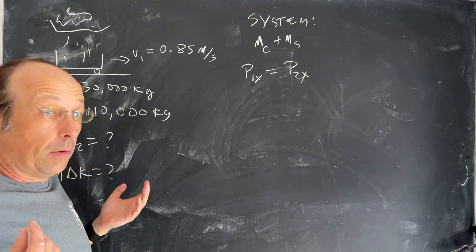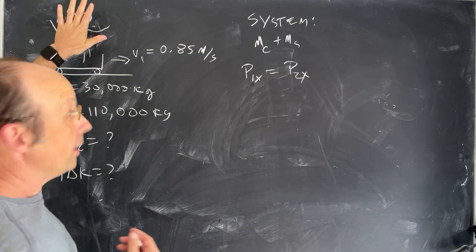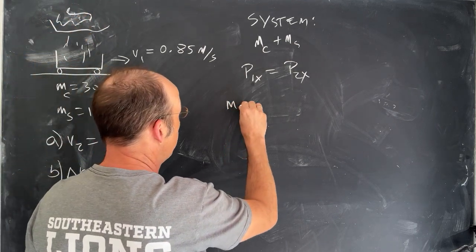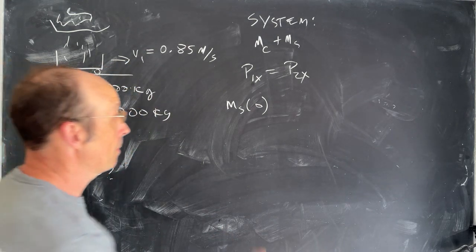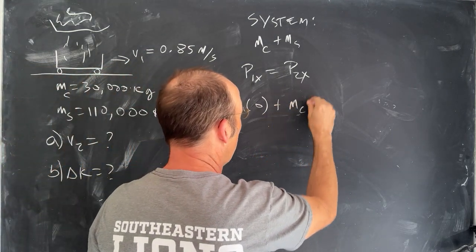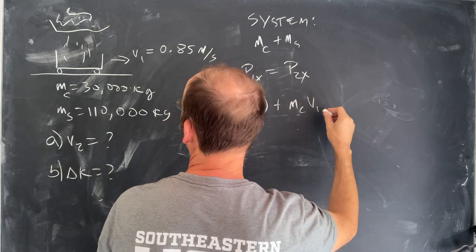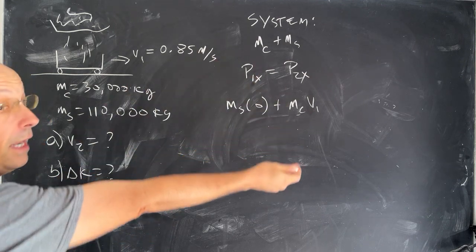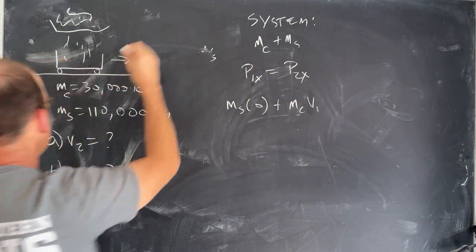Well, let's just write down what we know, right? I know the initial velocity of the car. I know the initial x velocity of the stuff. So let's write that as mass of the stuff times 0. It's not moving in the x direction before it falls. Plus mass of the car times, I'm going to just write this as V1. That one had no V. And then after they're stuck together, I should put this over here.